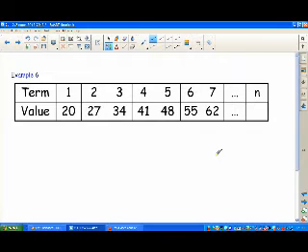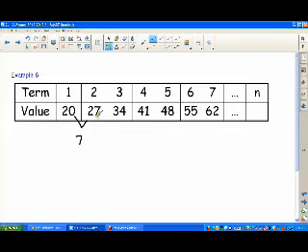Okay, so now this time I did not give you what the expression is going to be. We're going to figure that out together. I've given you the term number up top, 1, 2, 3, 4, 5, 6, 7, so it's going up by 1, and I've given you the value. So let's come up with an expression for n.